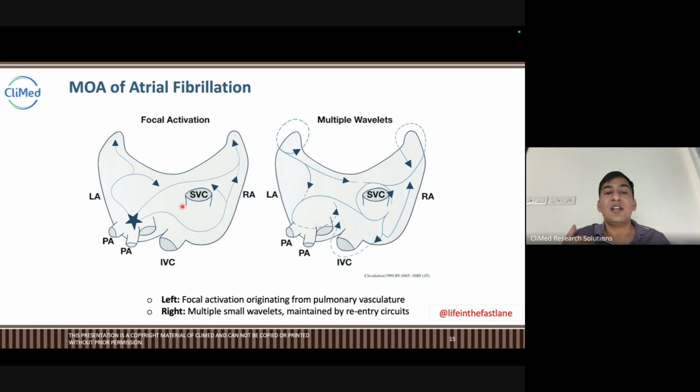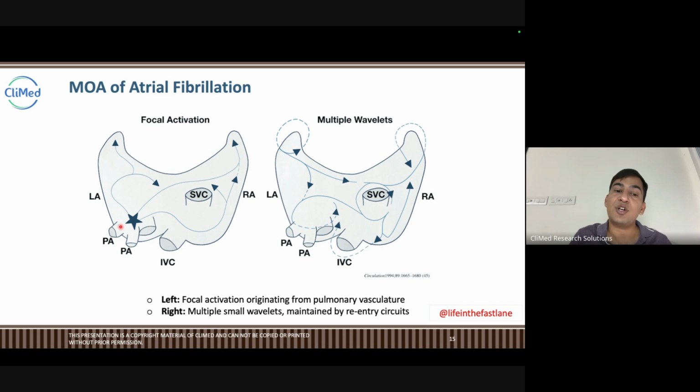This is creating various irregular impulses, irregular rhythms or irregular voltages. That's why the ECG captures multiple irregularities. And why not P waves? Because the impulses or the voltages are not generated by the SA node properly. So that's why there is no P wave.